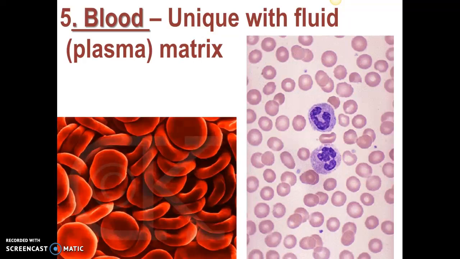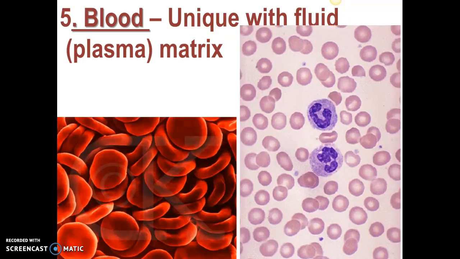To the right, you'll see some red blood cells, erythrocytes, along with some little tiny dots that are thrombocytes or platelets, and a couple neutrophils or white blood cells. To the left there you see a really close-up picture, a photomicrograph of some red blood cells, the biconcave shape.